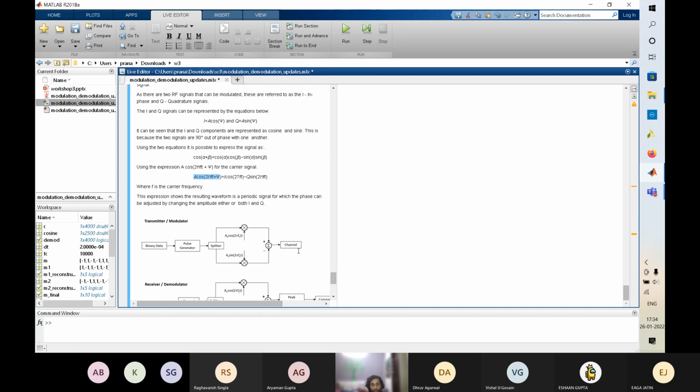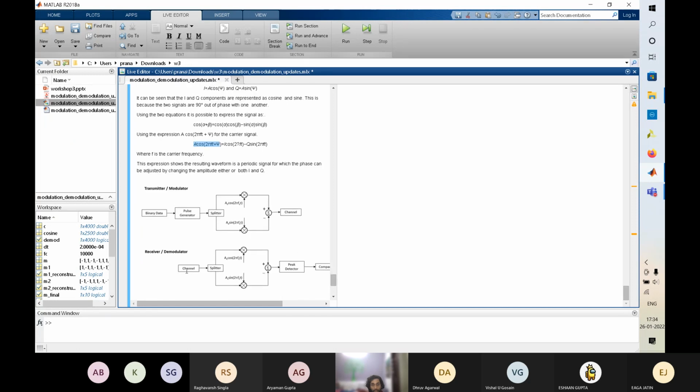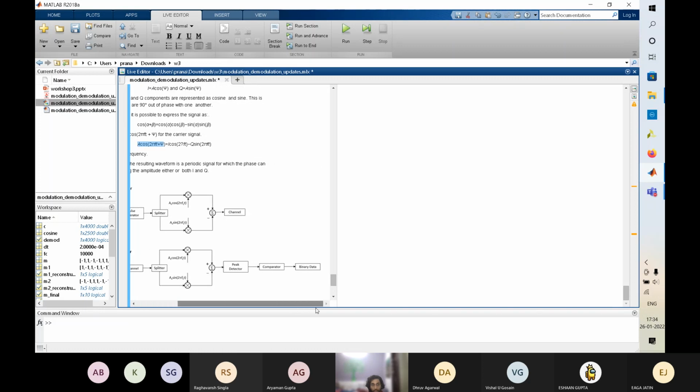And then we transmit it through the channel, and after the channel we split the signal, then again multiply it with cos 2 pi fct and sin 2 pi fct, and again we can decode the data we got.